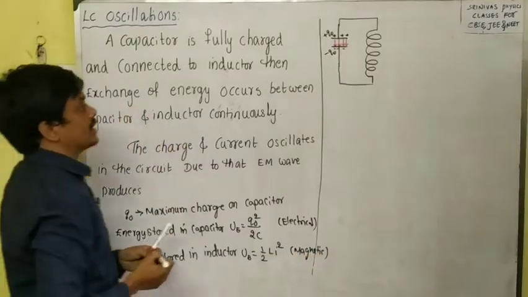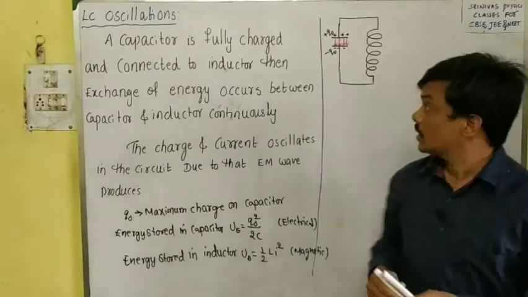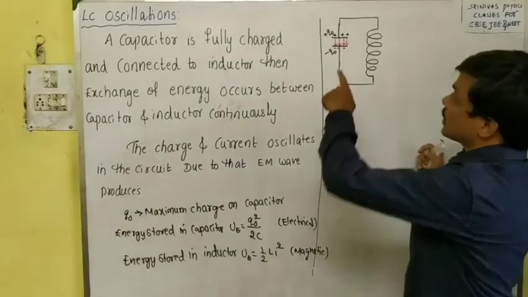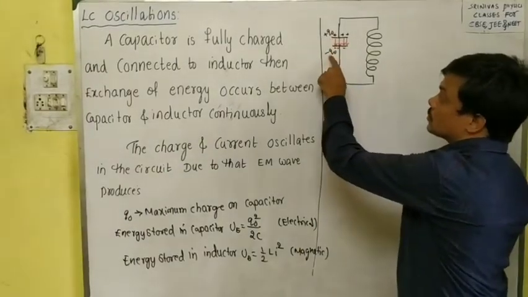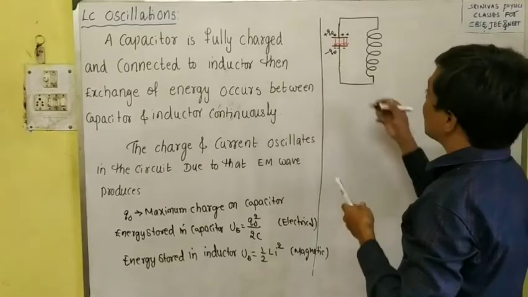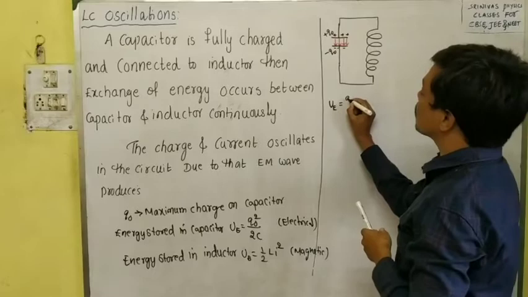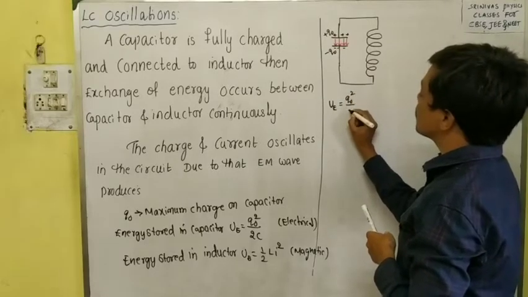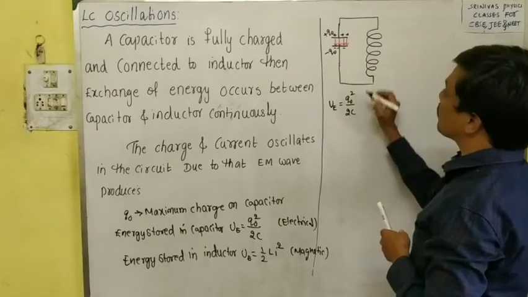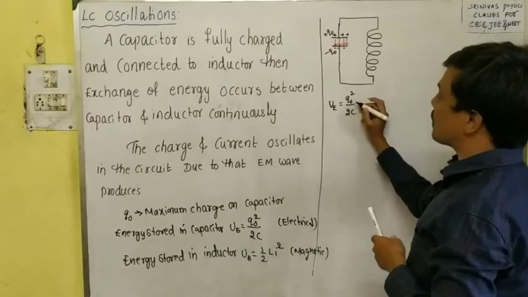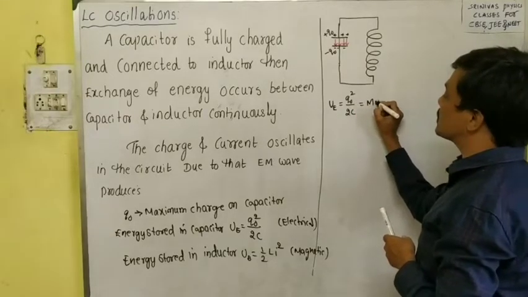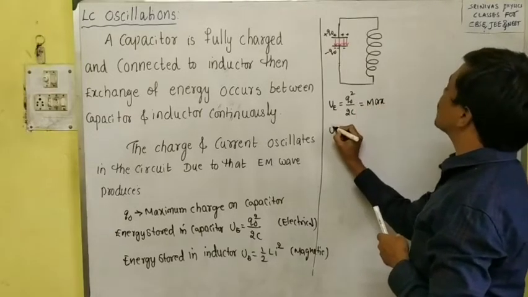Okay, let us see here. First, the capacitor is fully charged to Q naught. That means electrical energy is maximum. That electrical energy formula is Q naught square by 2C. Here C is the capacitance of the capacitor, Q naught is the maximum charge, that's why electrical energy is maximum. And what about the magnetic energy?